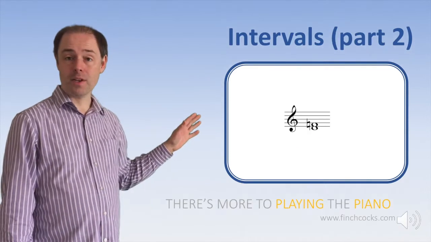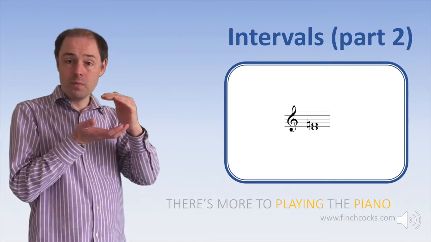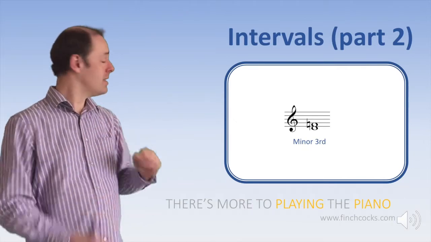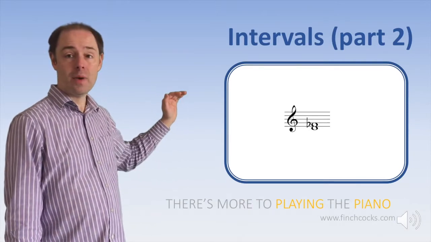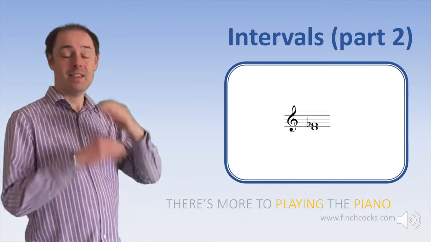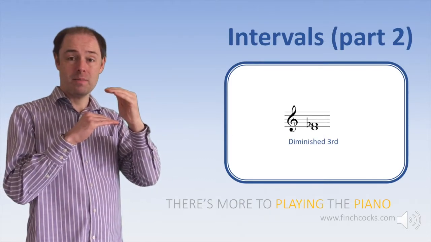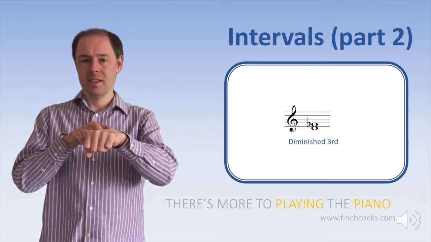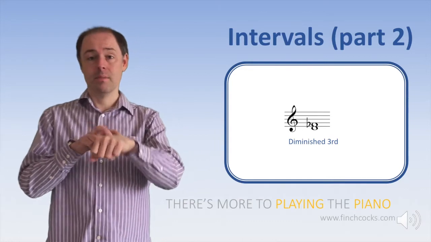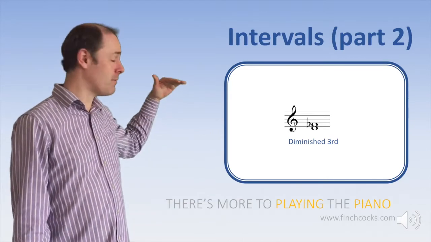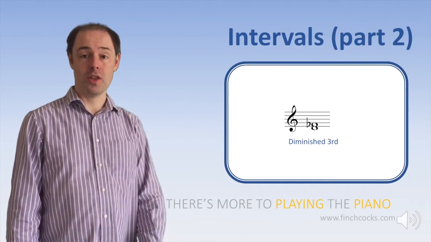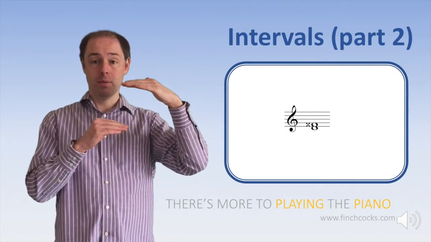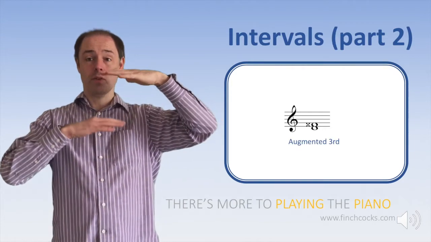D to F, on the other hand, is a slightly smaller interval. I call it a minor third. D to F flat is a diminished third. Now of course on the piano, F flat is the same note as E. D to E is a major second, but if you spell it like this, D to F flat, you've got a diminished third. And this one here, D to F double sharp, we've stretched the interval, we've got an augmented third.